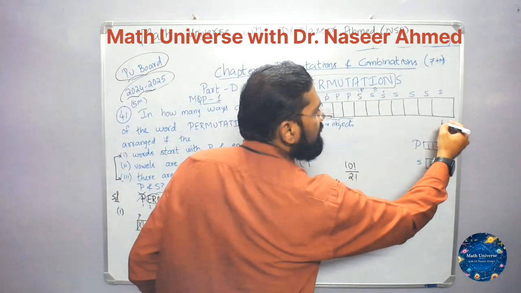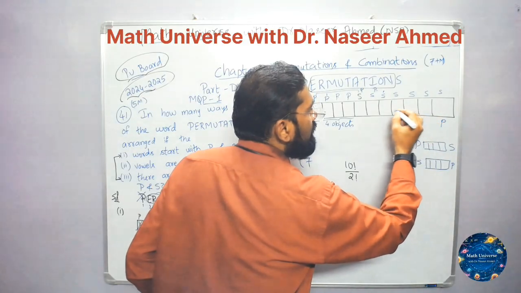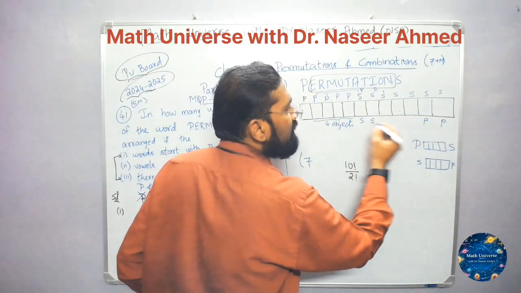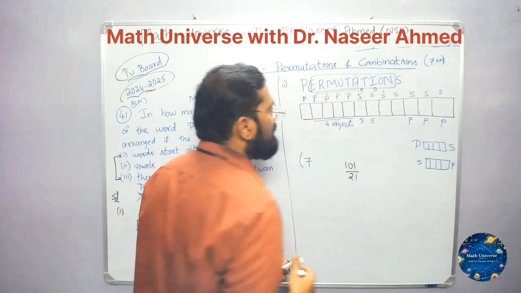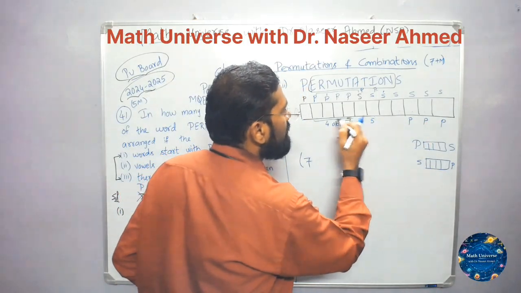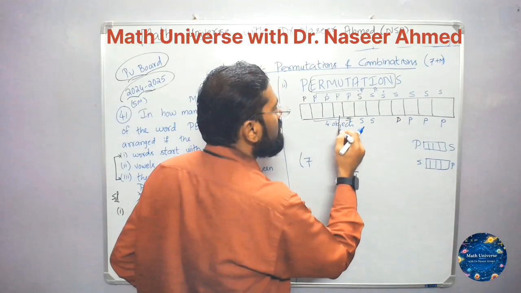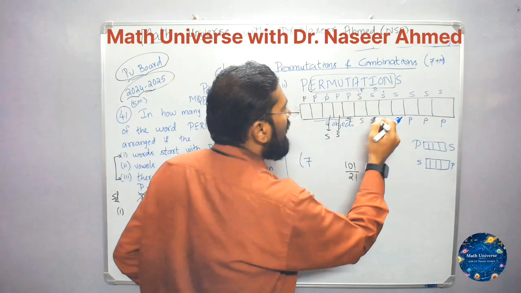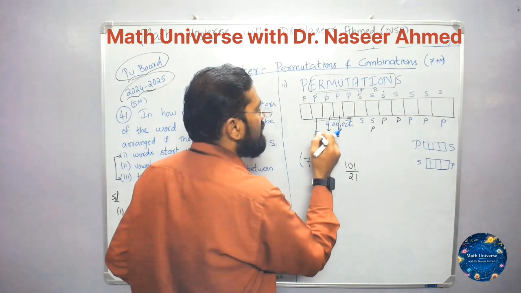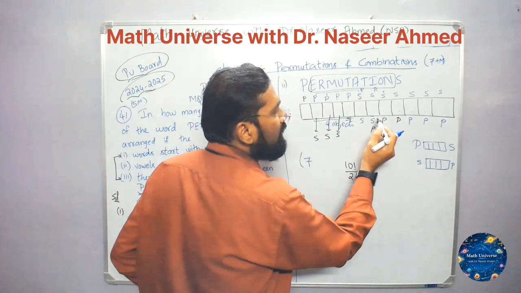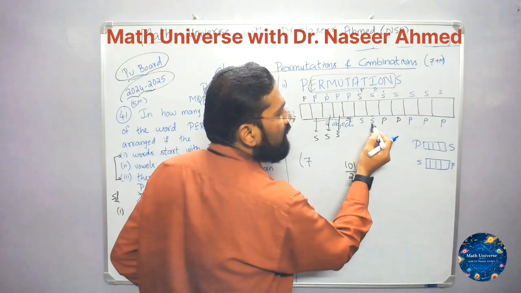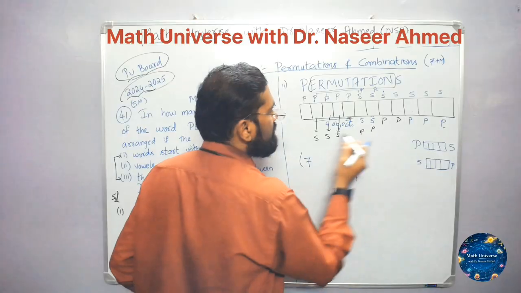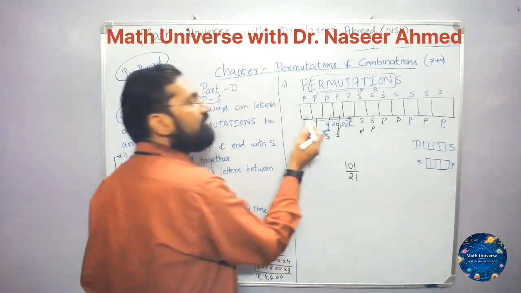So if P is here, you leave 1, 2, 3, 4 boxes, then S is here. Again, if P is here, S will be here. Again, there is no overlap. This S is for the first P, correct? And again, if P is here, S is here, and there is no more box.